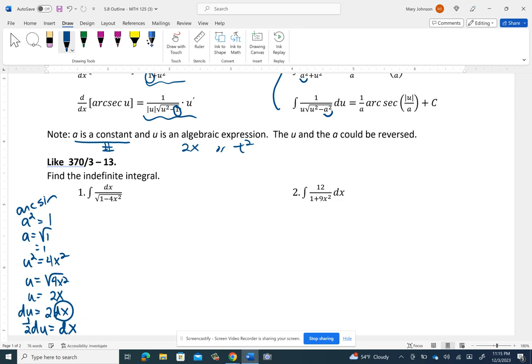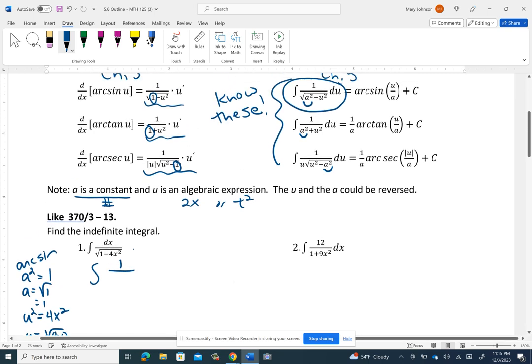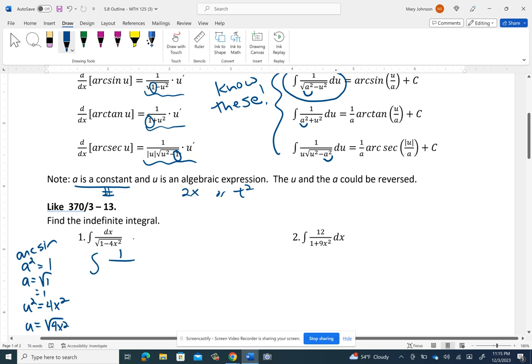Okay, then we're able to come in here and think about how this is really, I'm trying to see it as an inverse. Let me pull that down again, as that top formula. So I want to think about this as being 1 squared minus (2x) squared.